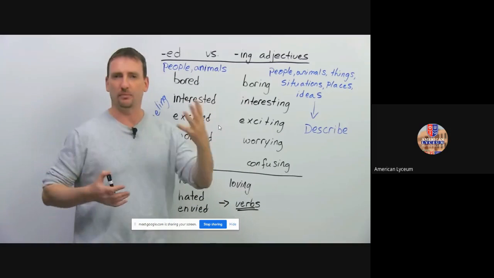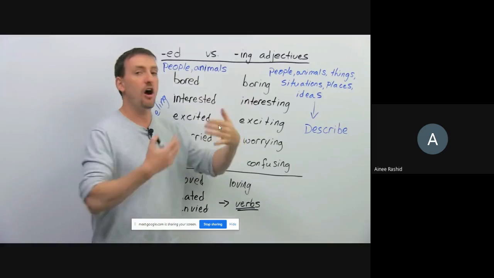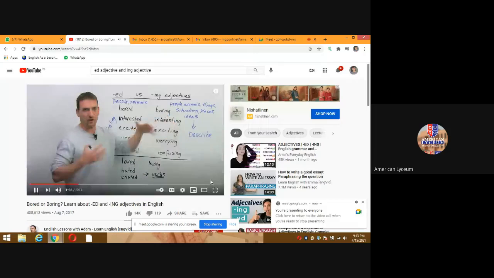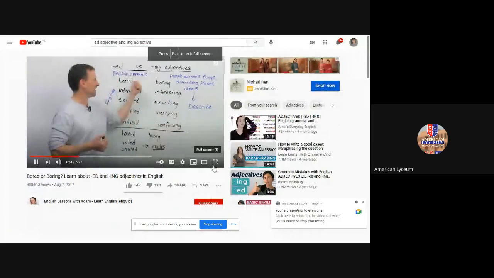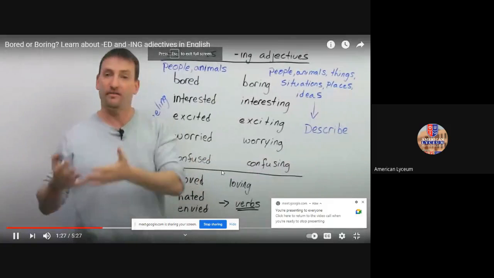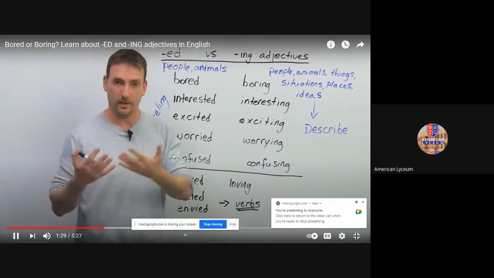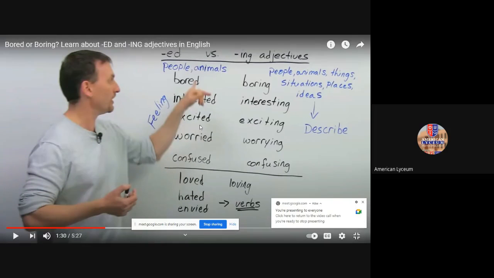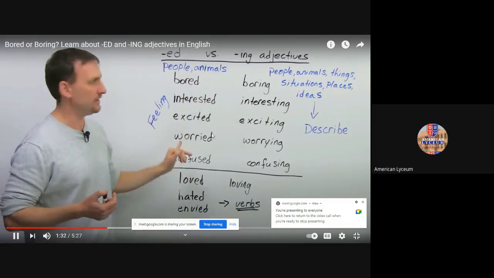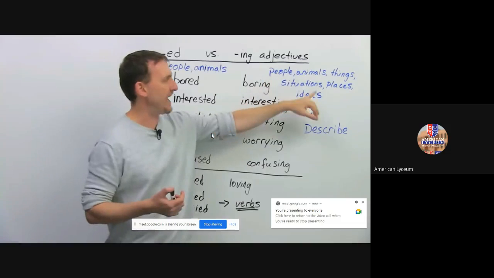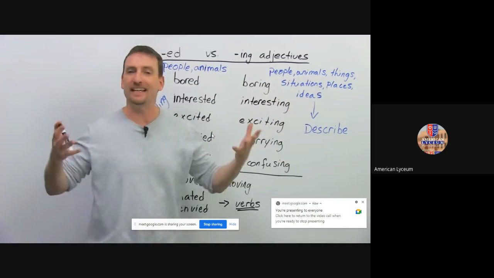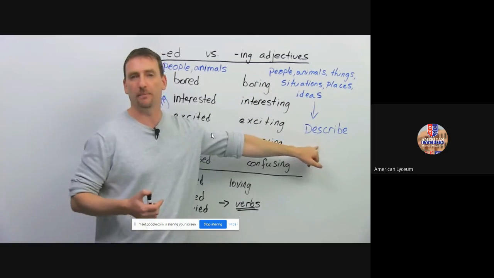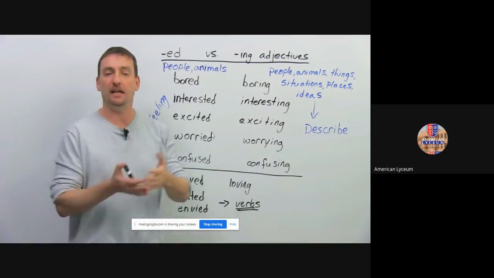TV shows, for example, movies, books, whatever, they cause feeling in a person. So the ing adjectives cause the feeling. The ed adjectives are the feeling. Okay, so very important. The main difference is that ed adjectives are the feelings and ing adjectives cause the feelings. Only people and animals for the ed, and for the ing you can use people, animals, things, situations, places, ideas, basically any noun, because you're describing them. You're describing how they make people feel.